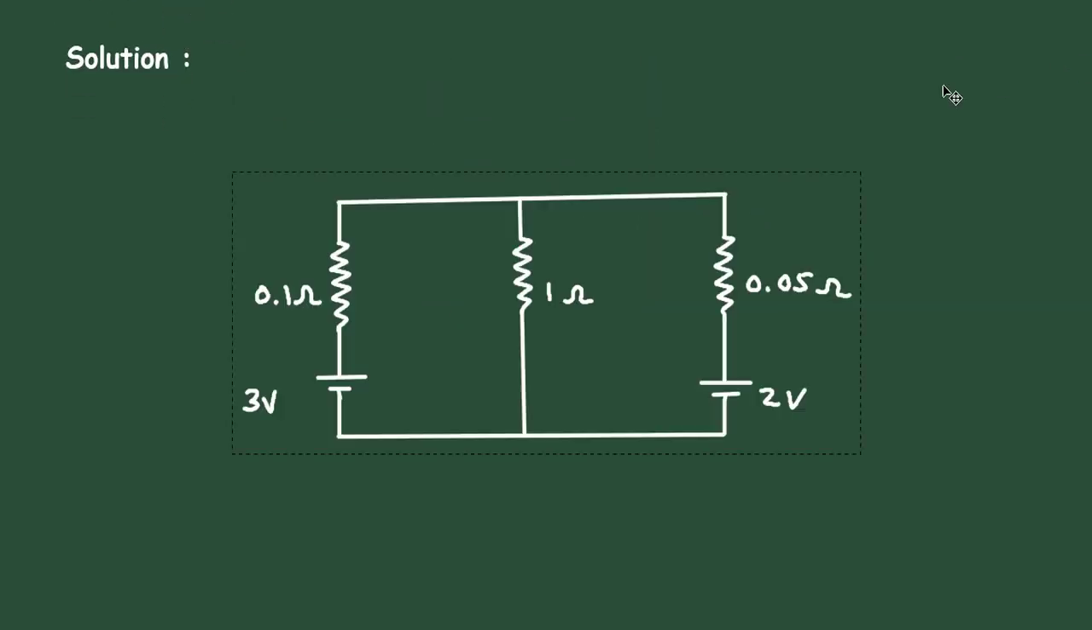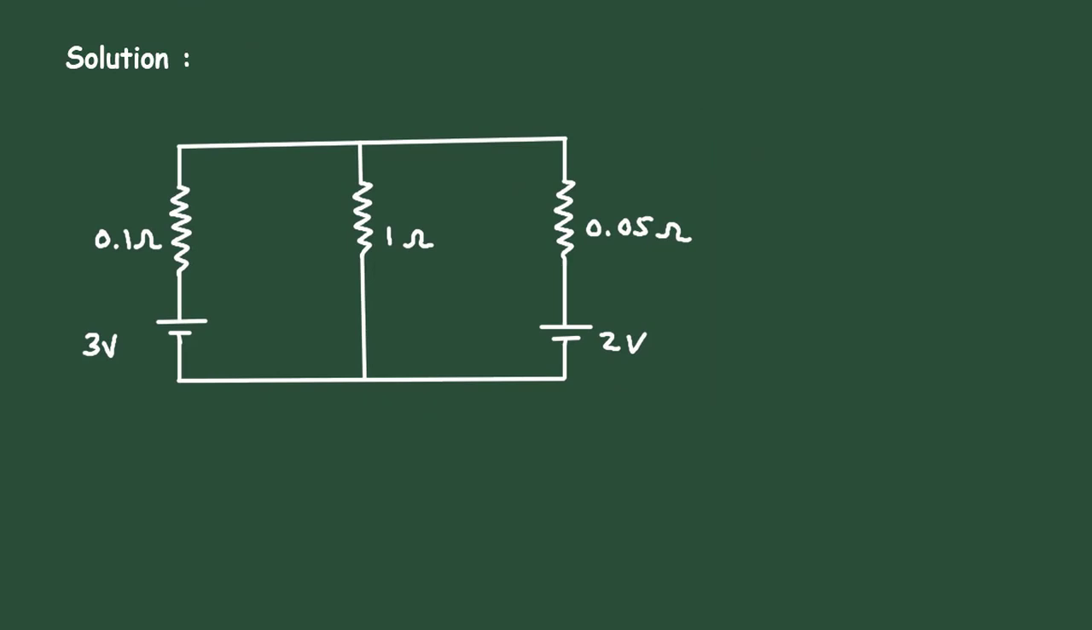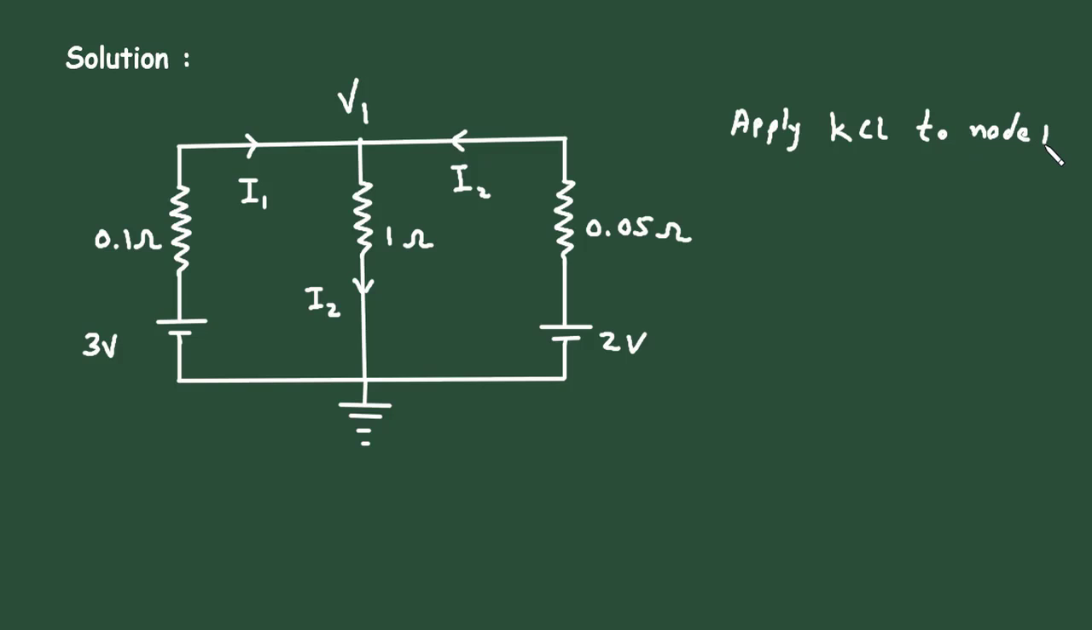Solution: let's say this is node 1 with voltage V1 and this is the reference node. Let's say this is positive polarity, so the current will be like this. This is current I1 and this is current I2, and from this positive polarity to ground, let's say this is current I2. Now we will apply KCL, that is Kirchhoff's current law, to node 1.